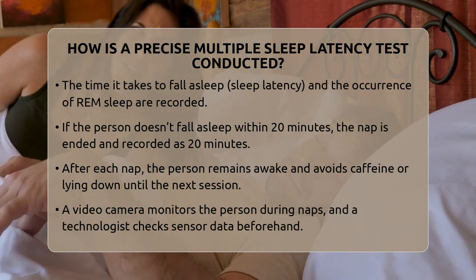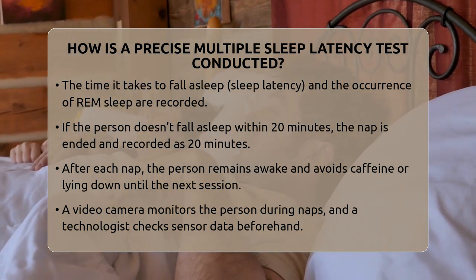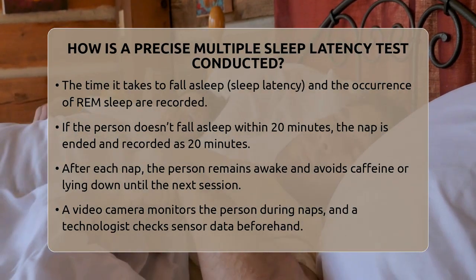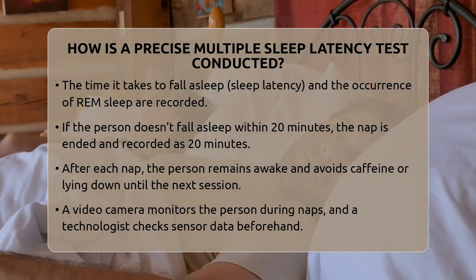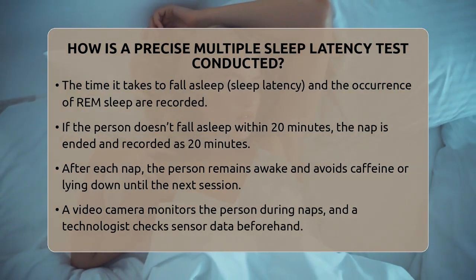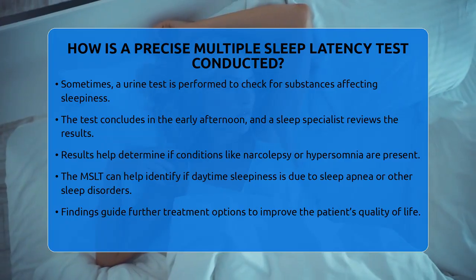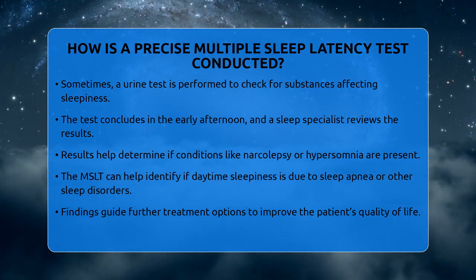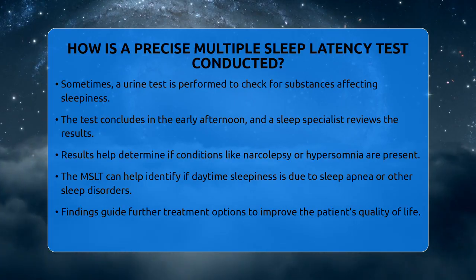A low-light video camera watches over them during each nap. A sleep technologist checks the sensors before each nap by asking the person to blink, move their eyes, or clench their jaw. Sometimes, a urine test is done to check for substances that could affect sleepiness. The test finishes after all the nap sessions are completed, usually by early afternoon.